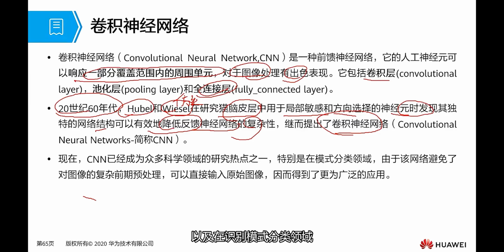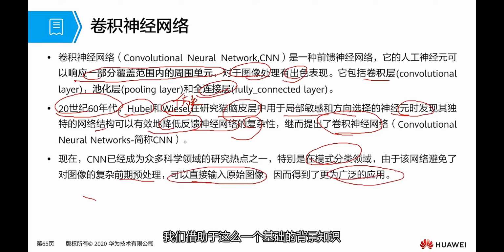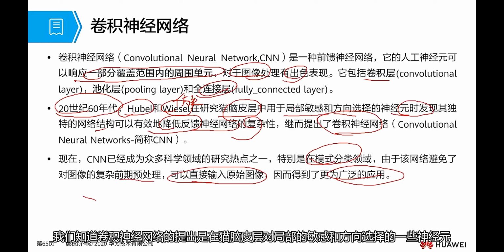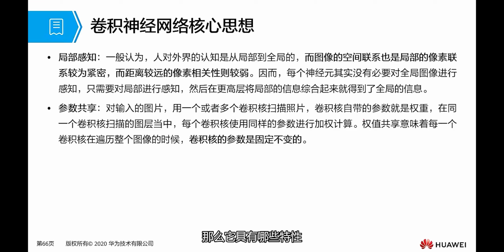Convolutional neural networks are a hot topic in many research fields and are currently widely used in pattern recognition and classification. They can avoid complex preprocessing of images and directly input raw images, which is why they have gained extensive applications. With such basic background knowledge, let's re-examine the structure of convolutional neural networks. The proposal of convolutional neural networks is based on some neurons in the cat's visual cortex that are sensitive to local patterns and orientations, and then a neural network is proposed with these characteristics. So, from this feature we can identify its core idea.